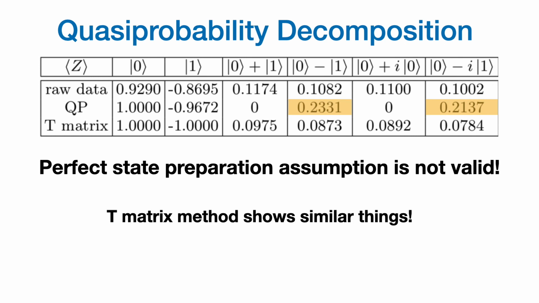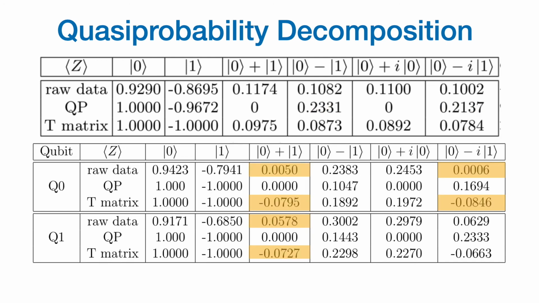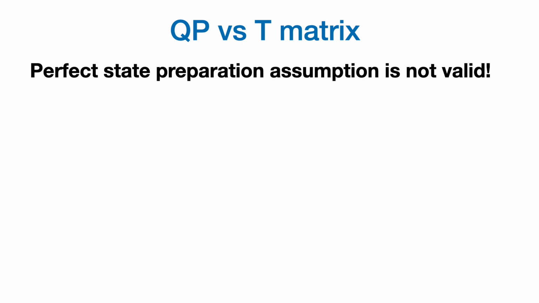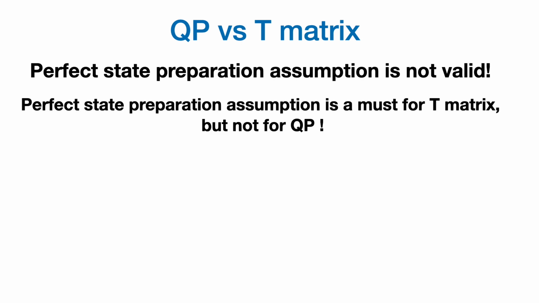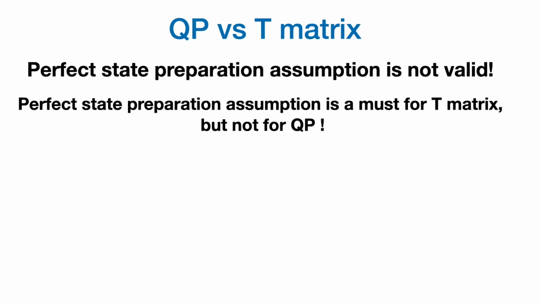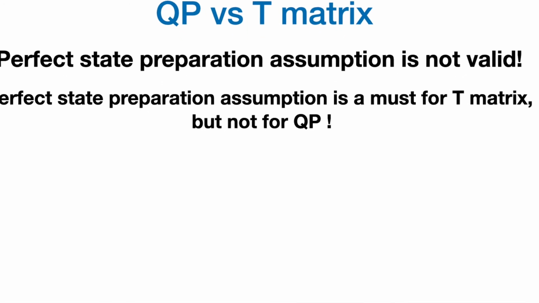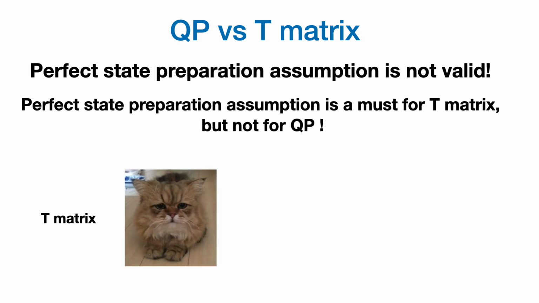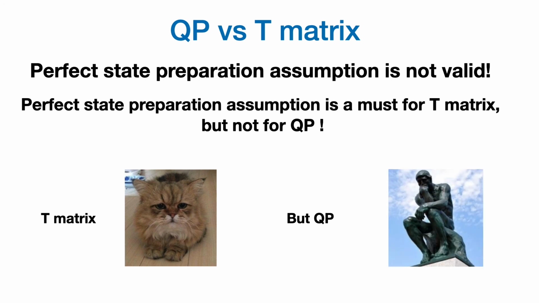Actually, T-matrix methods show similar things. If you still remember some part of the former table, again, perfect state preparation assumption is not valid. This assumption is a must for transition matrix, but not for quasi-probability decomposition. So for the problem revealed in data, we cannot really do much with transition matrix. But we can still think about quasi-probability decomposition.